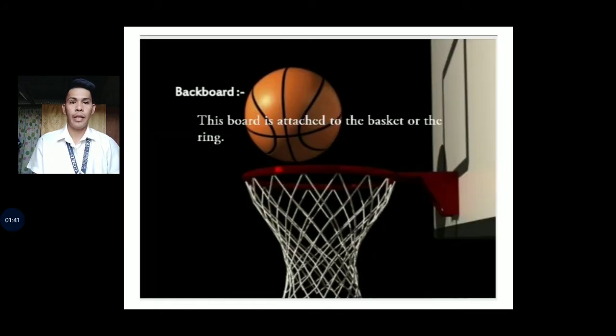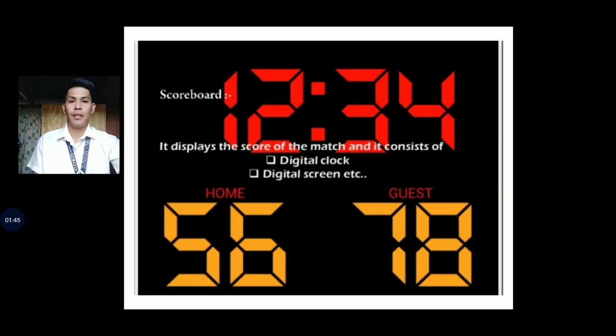Backboard. This board is attached to the basket or the ring. Scoreboard. It displays the score of the match and it consists of a digital clock, a digital screen, and so on.